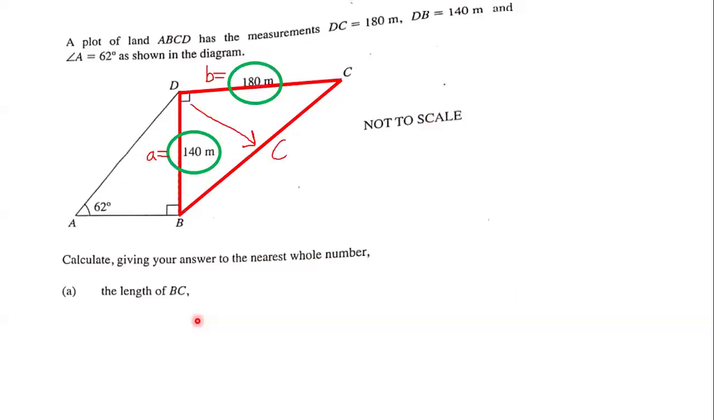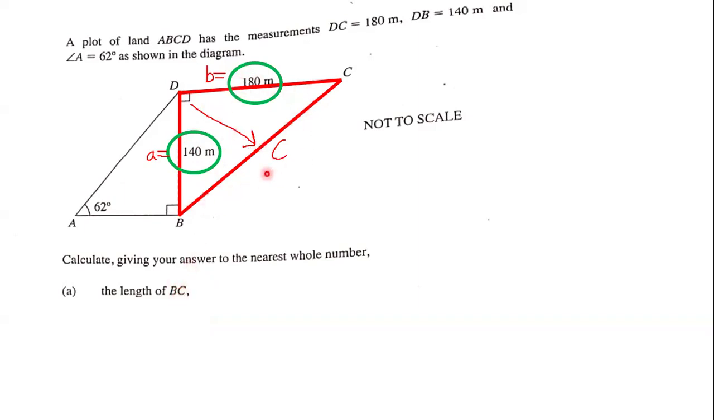Now, in order to do this, the first thing that we're going to do is label our triangle. So we call this side A, we call this side B, and we call this side C. Now C is the hypotenuse. That is the side that is opposite the right angle. And so that's what C is, and that's the side that we need to find. We need to find the length BC, right?